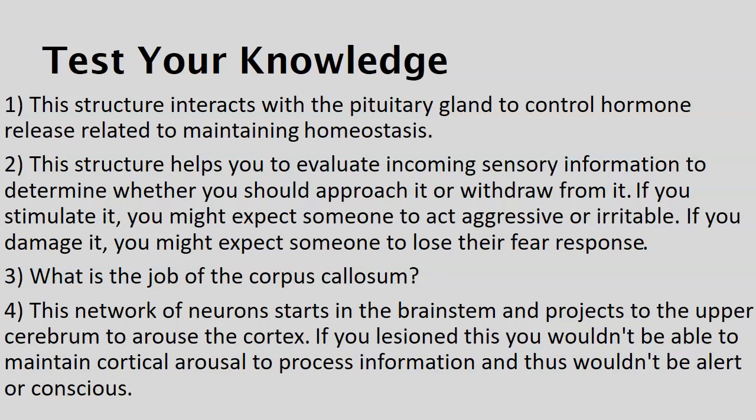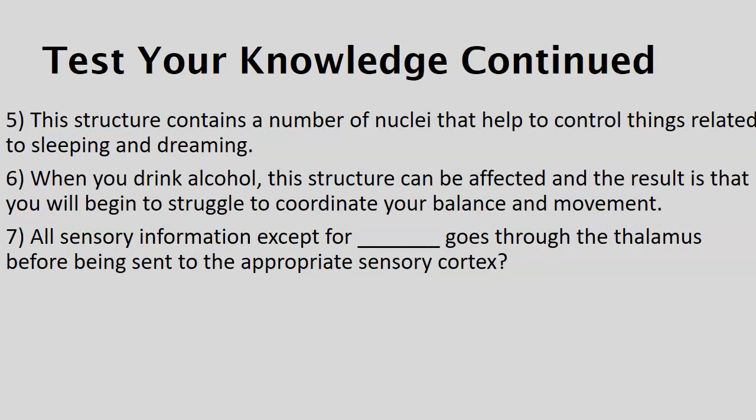Okay, the next question. This network of neurons starts in the brainstem and projects to the upper cerebrum to arouse the cortex. If you lesion this, you wouldn't be able to maintain cortical arousal to process information, and thus wouldn't be alert or conscious. And so I hope you realize that this is the reticular activating system. And again, as it is very nicely described in your textbook, it essentially controls arousal. And so, when we talk about the stimulation of the cortex to maintain arousal, we're talking about the reticular activating system.